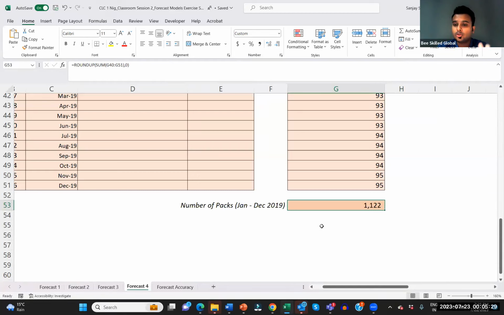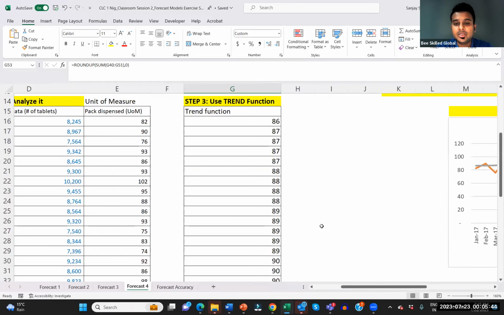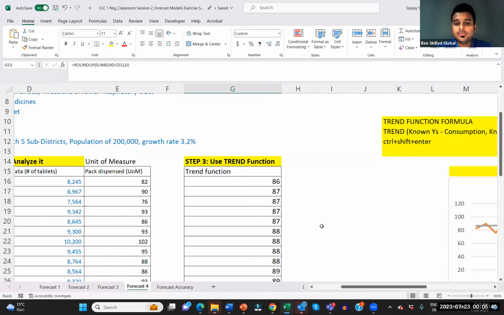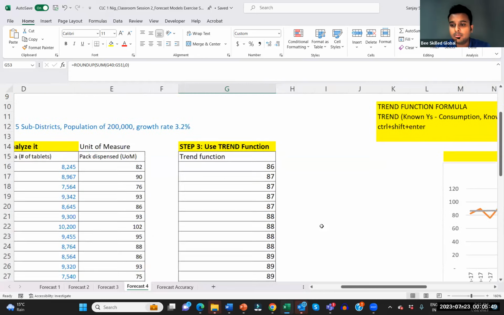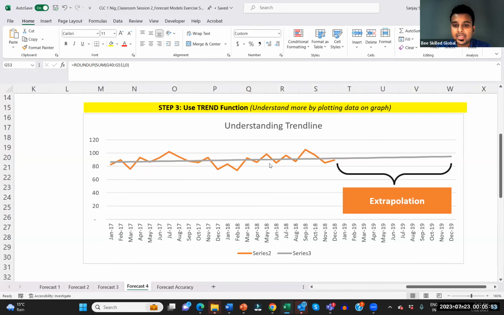Okay, but that is totally subject to whoever is doing this exercise, whoever looks at the data and determines whether we need to add the assumption or not, because anyway, it's an assumption. We don't really know. So it's totally up to the team doing this exercise to add the assumption of 3.2% or not. But whichever way, the idea is this: we create our trend line, we extrapolate it. The extrapolation gives us the forecast of that period.